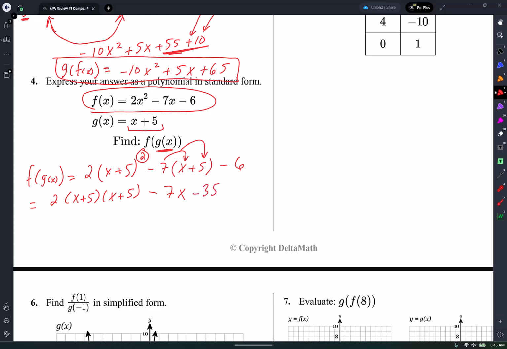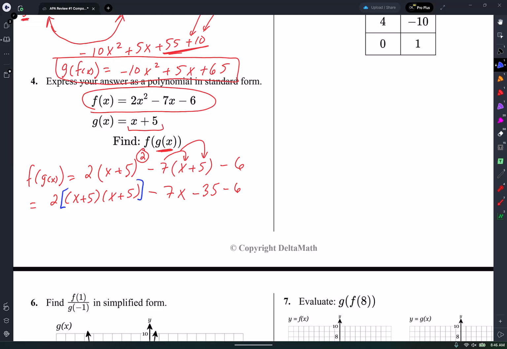35, and then that minus 6. Are we still okay? You see this that I'm putting in brackets? I'm going to distribute this right here, guys.